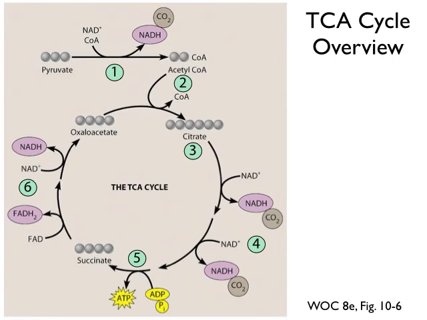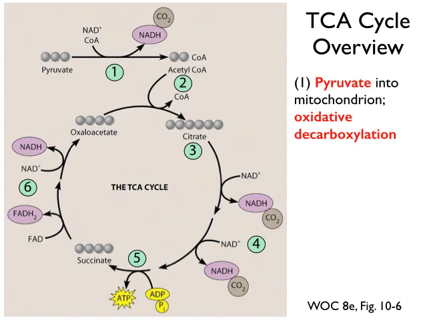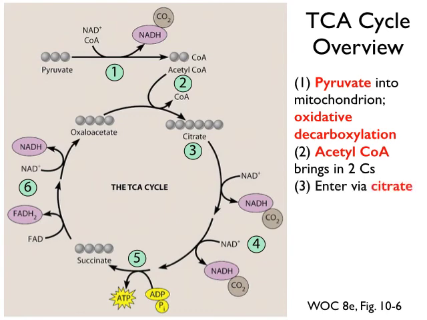All right, so we've done a lot here. At the risk of being overly repetitive, let's review what we've done. First, we took pyruvate into the mitochondrion. We undergo an oxidative decarboxylation. This transfers electrons to NADH, and this liberates CO2. We take the remaining 2 carbons and transfer those to coenzyme A to create acetyl coenzyme A. And this brings 2 carbons into the Krebs cycle. These are transferred to oxaloacetate to create citric acid or citrate.